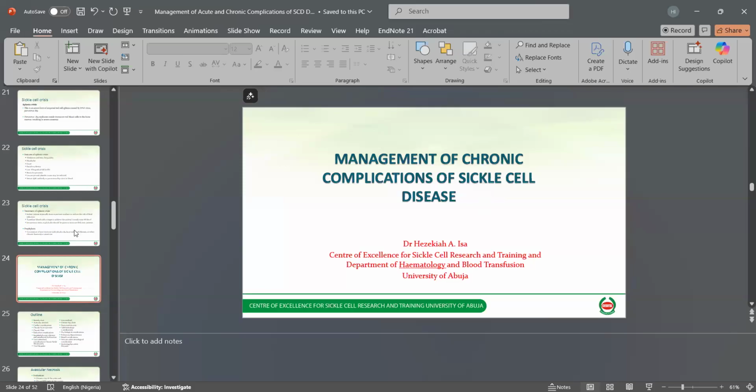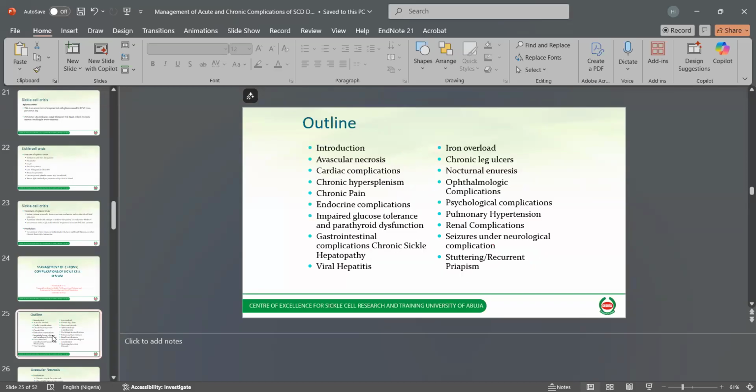So we'll now move to chronic complications, and there are quite a number of them. Depending on the system, as we mentioned yesterday, almost every organ system is affected. All the systems, all the organs can be affected by sickle cell disease.